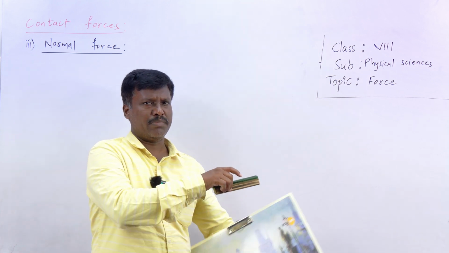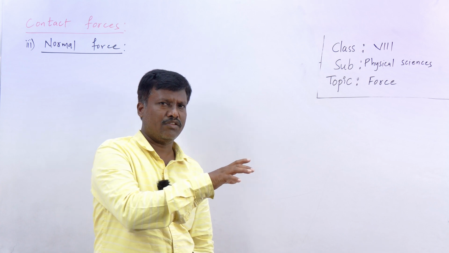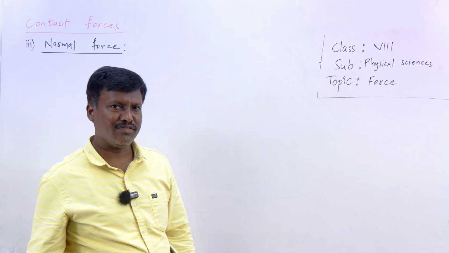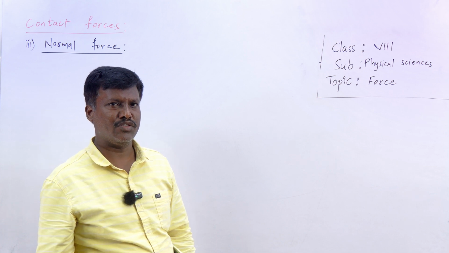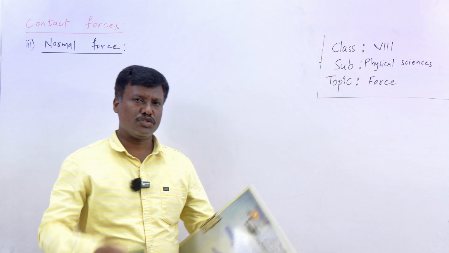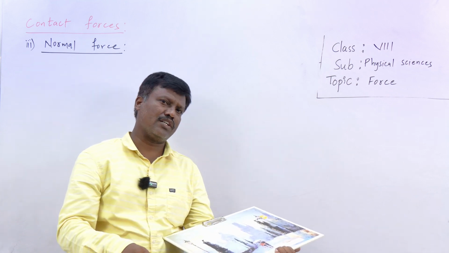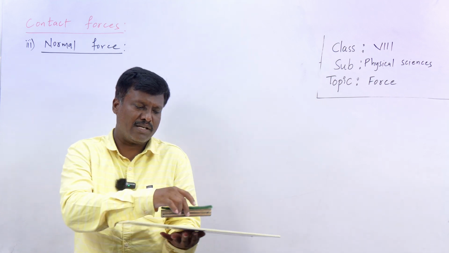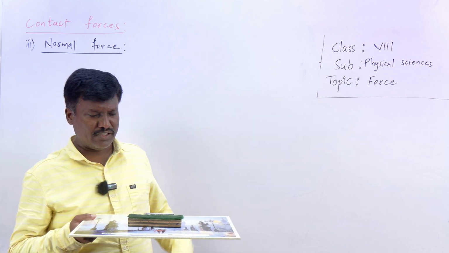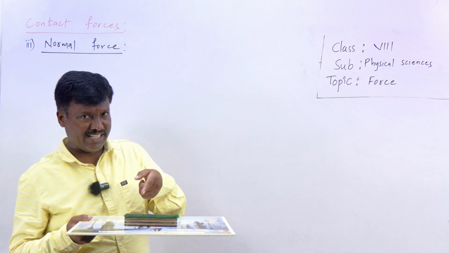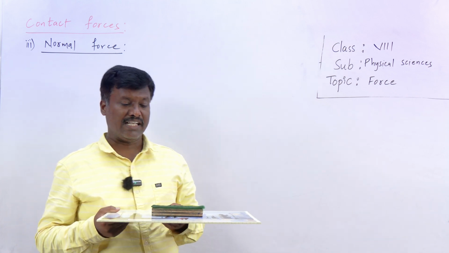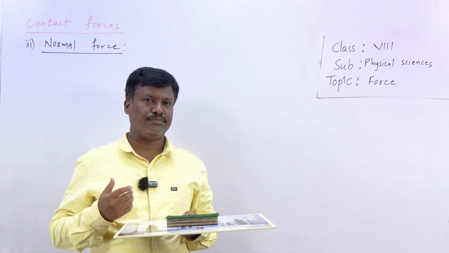If I remove this exam pad, if I release this duster, what happens? The duster falls on the ground. What is the reason why the duster falls on the ground? Due to gravitational force, right? So due to gravitational force, the duster falls on the ground, but the same duster when kept on the exam pad does not fall. What is the reason? Do you think there is no gravitational force right now acting on this duster? It exists. Gravitational force exists right now also.